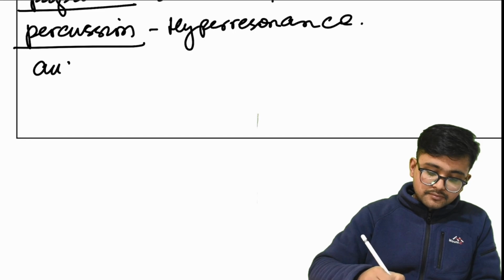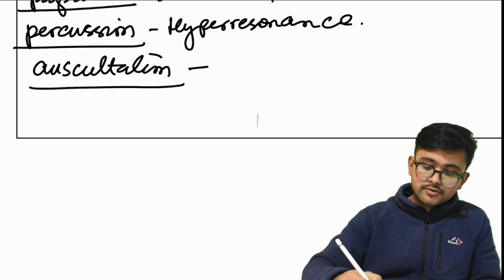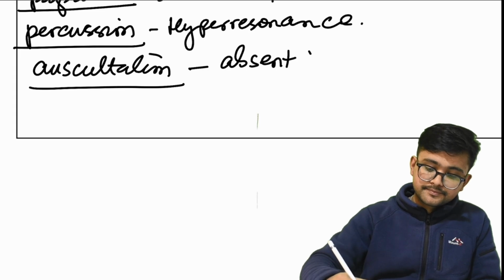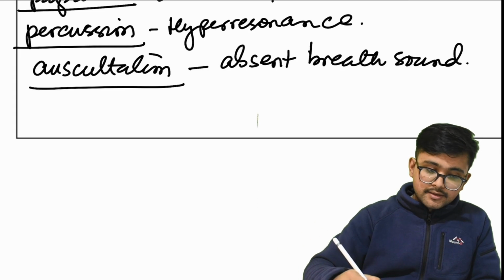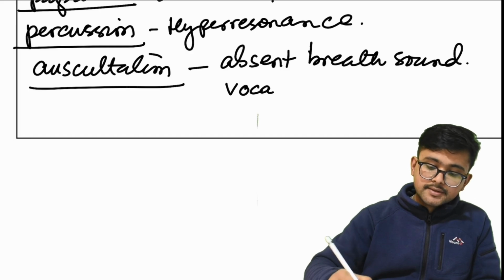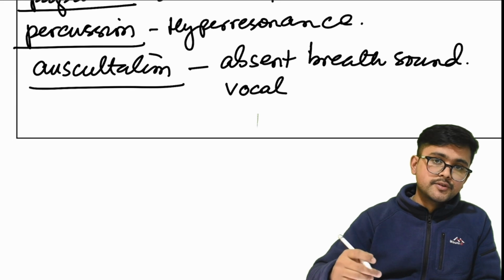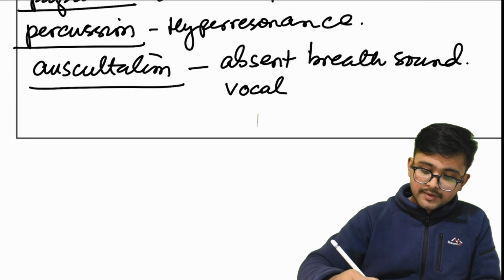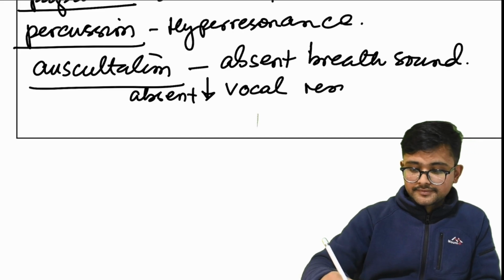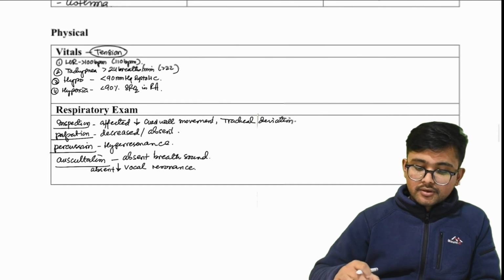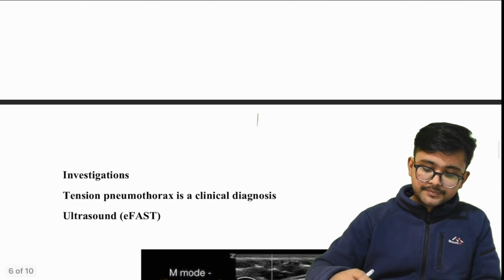And on auscultation, of course, if there is no lung there, there's not going to be any breath sound. So absent breath sounds. And there's another thing that you can elicit. It's called vocal resonance. Same as tactile resonance, ask the patient to say 111. But as with tactile resonance, you don't put your hand there, you put your steth. So decreased or absent vocal resonance. So these are your clinical findings in a patient with pneumothorax and tension pneumothorax.